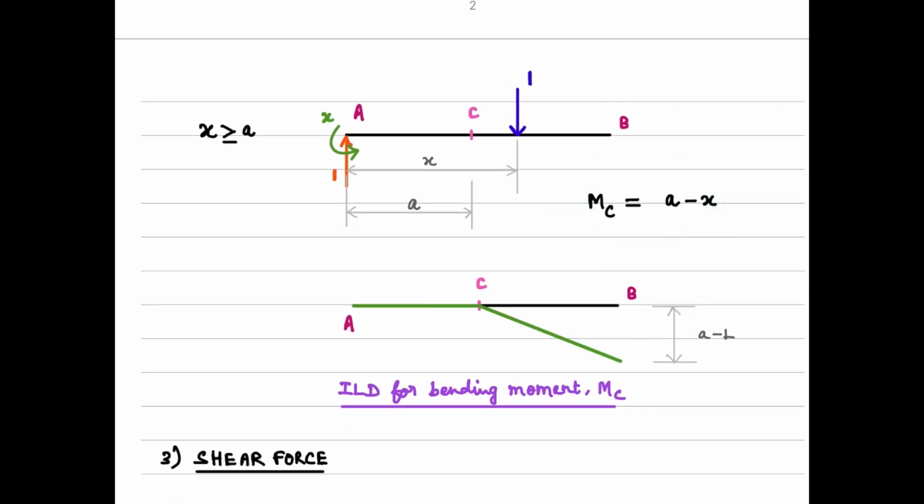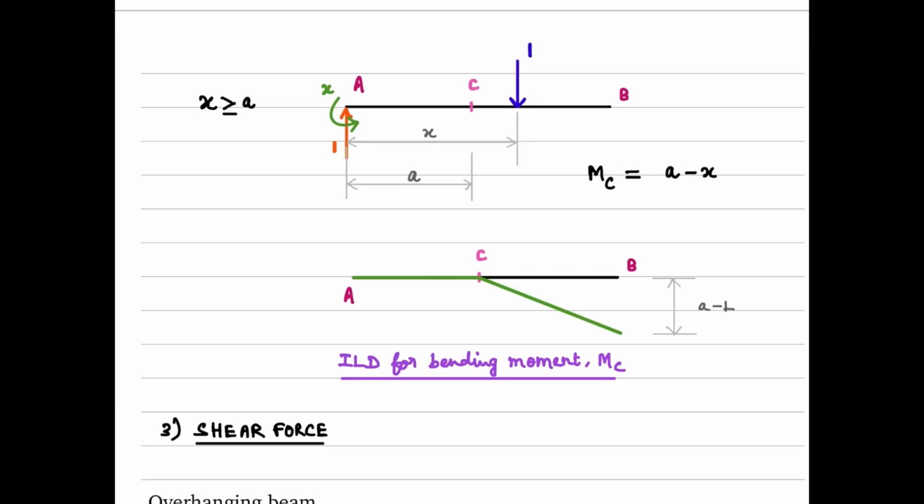So already for this span AC, we have seen that the bending moment will be 0. However, when the load crosses this point C, it's going to cause a bending moment at the location C, which varies in the manner we see here. So this is the influence line diagram for the bending moment.